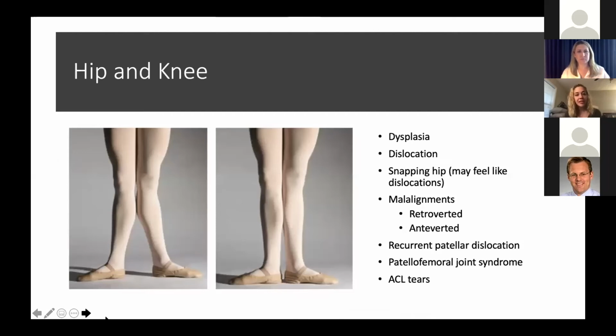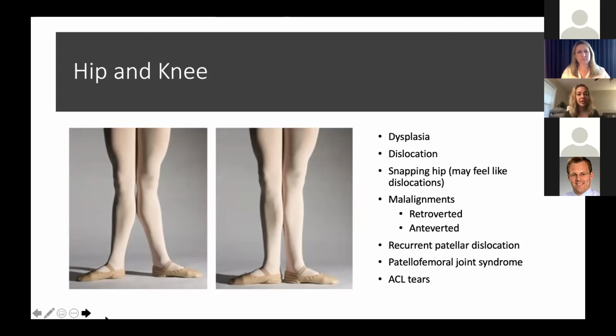Hip and knee. So in dancers, this is a place where we already see issues. So add hypermobility to that and we'll have even more issues. So we can see the congenital dysplasias, we can see dislocations, snapping hip, very common. All of these are common in any dancer. Recurring patellar dislocations are going to be what we'll see more often in the hypermobile dancer.